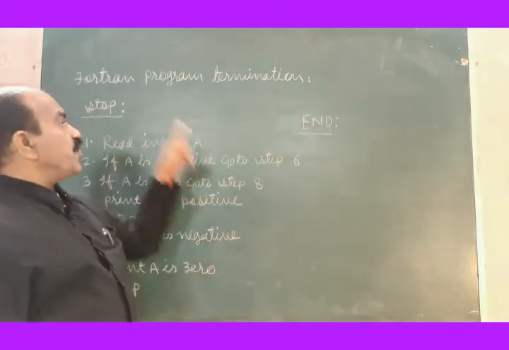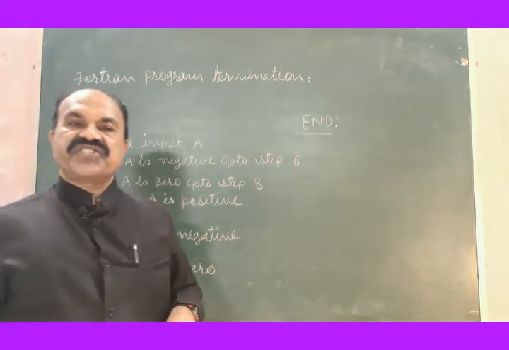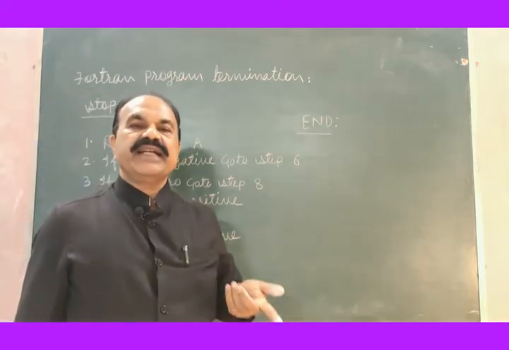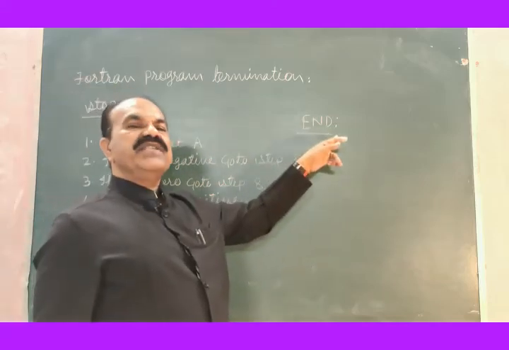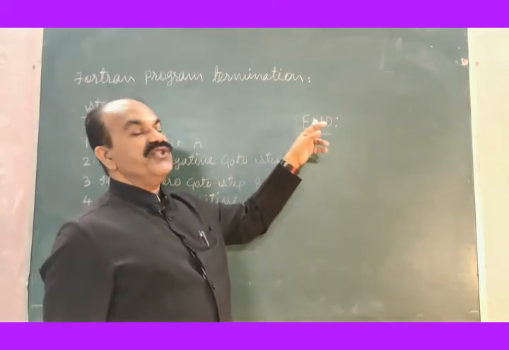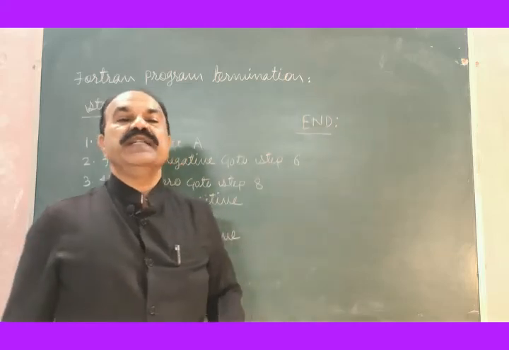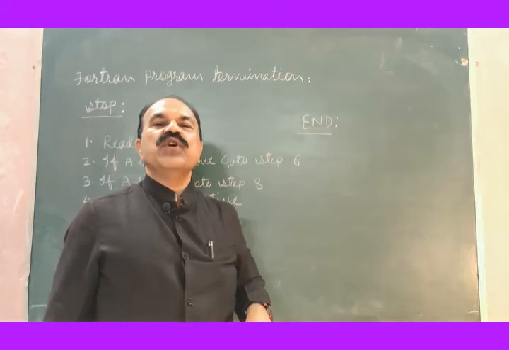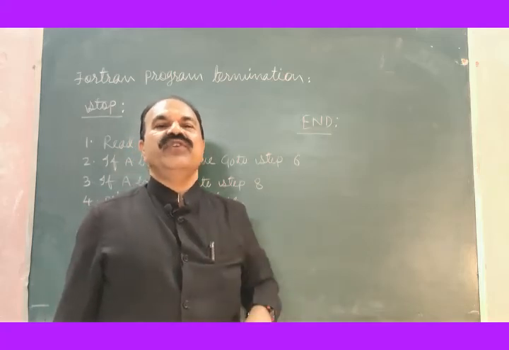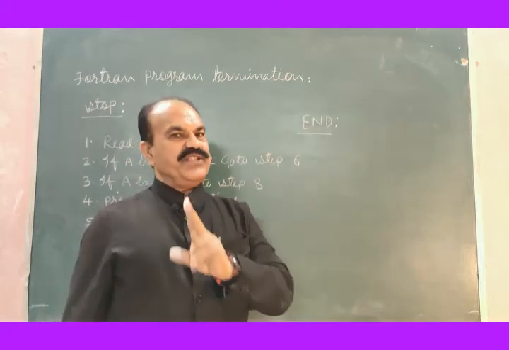First difference: the stop statement is used to instruct the computer to stop the program execution. For what purpose is the end statement used? The end statement is used to instruct the computer that this is the last statement of the Fortran program, and there is no need to go further. That is the first difference.